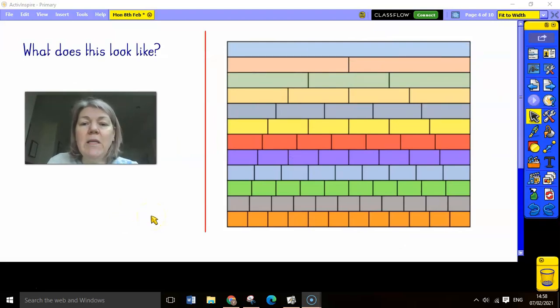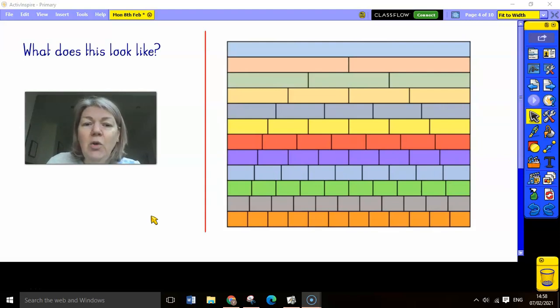Now I've got a representation here. I've got quite a colourful image for you to have a look at. What does it look like? Have a little pause, have a little think, and have a little chat with someone at home if you've got someone there. Tell them if you've seen this before, do you know what it's for, when have you used it in maths before, those sorts of things. So pause the video now and have a little chat.